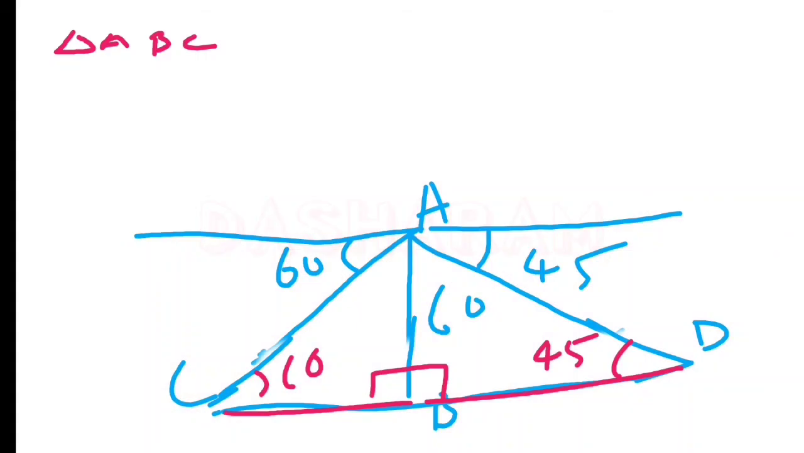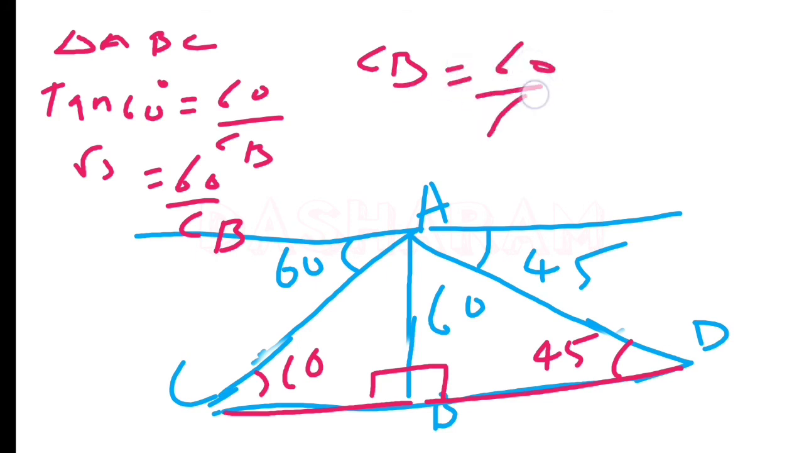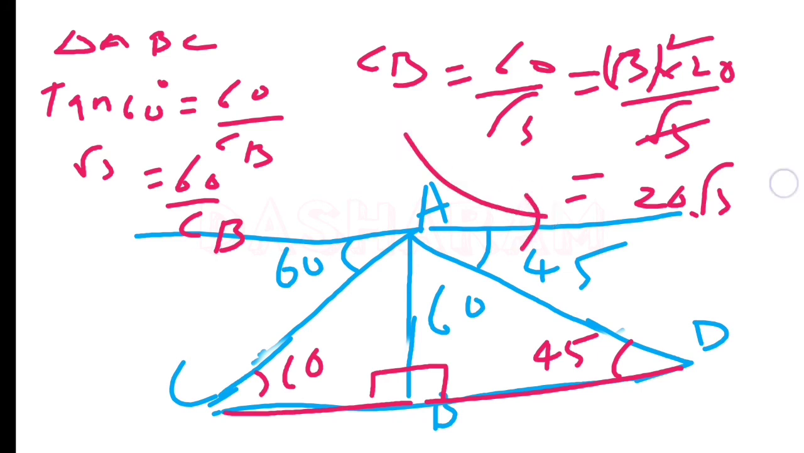In triangle ABC, apply tan 60 degrees. Tan 60 degrees equals opposite 60 and adjacent CB. Tan 60 is root 3, which equals 60 by CB. Then CB equals 60 by root 3. Here 60 can be written as 3 into 20 by root 3. So it equals 20 root 3, because 3 can be written as root 3 whole squared, so the square and root cancel. CB is 20 root 3.